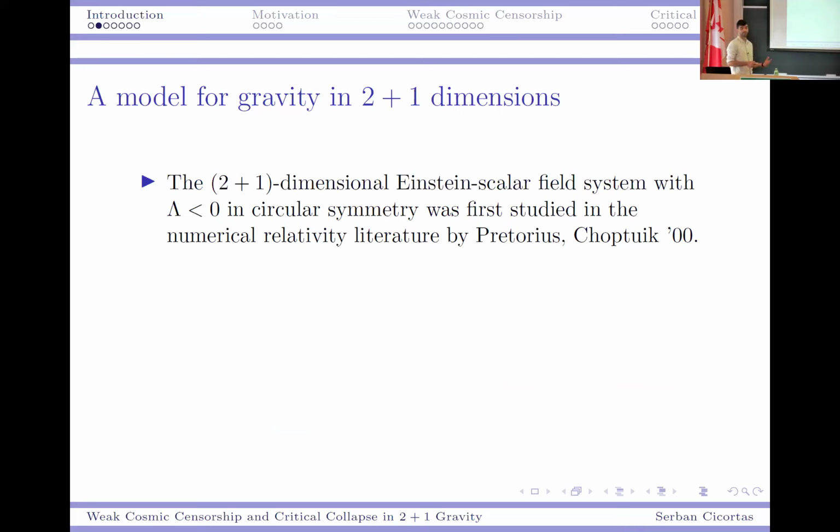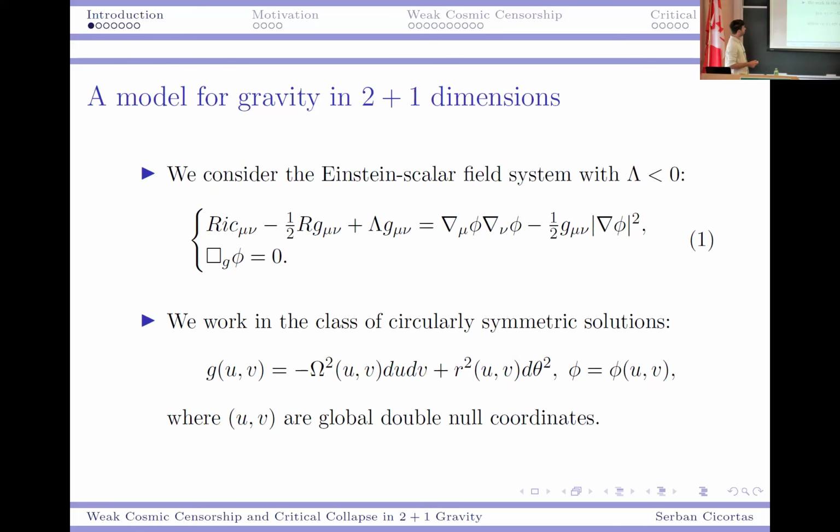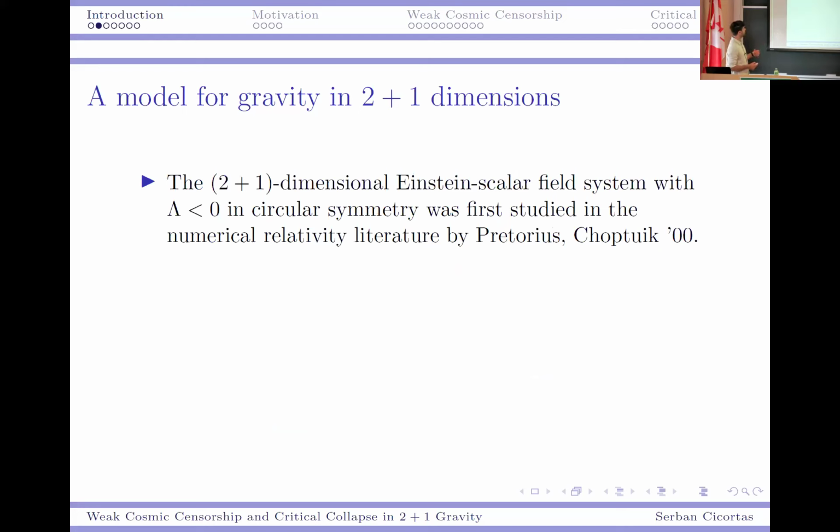But let me first tell you the motivation for considering this system. This is actually the simplest system in 2+1 dimensions for which you have dynamical formation of singularities. To see this, let me go back to the equations. First of all, if there is no scalar field, as you would expect, you have some kind of Birkhoff theorem, and there's rigidity, so there's no non-trivial dynamics. But interestingly, in 2+1 dimensions, if there's no cosmological constant but you have a scalar field, then you cannot get dynamical formation of singularities. So you really need to look at this model to have non-trivial dynamics.